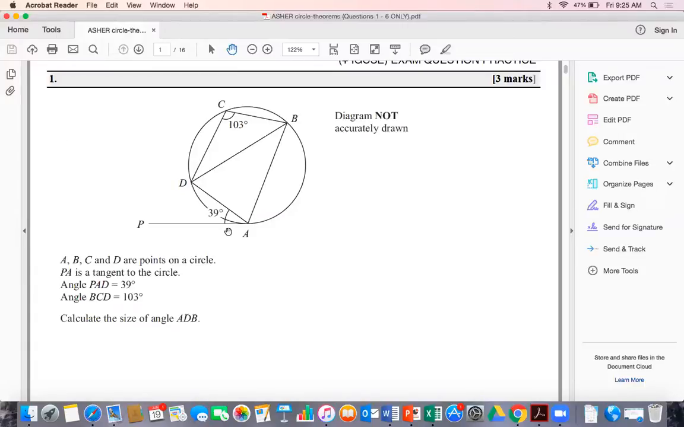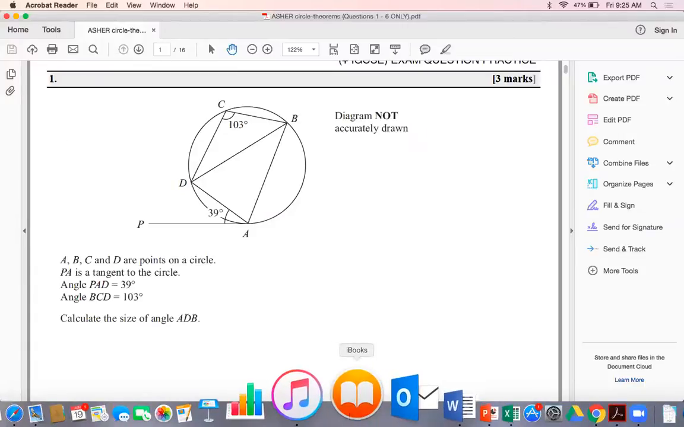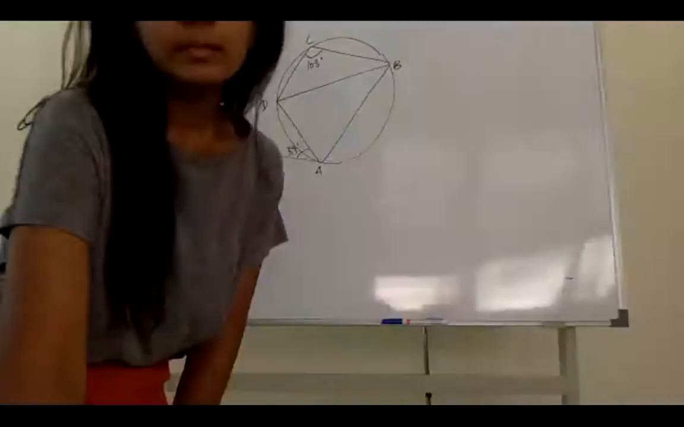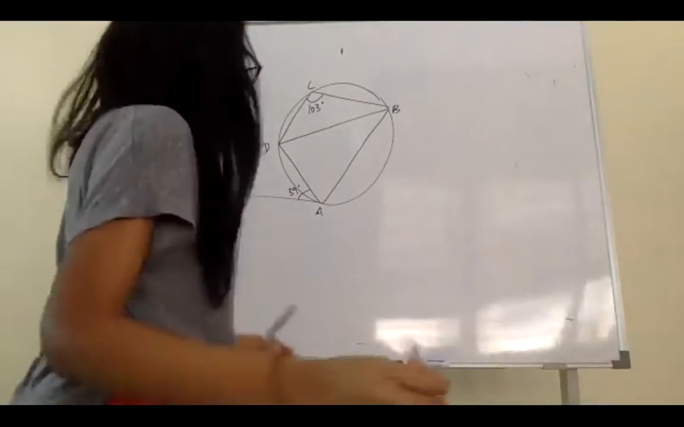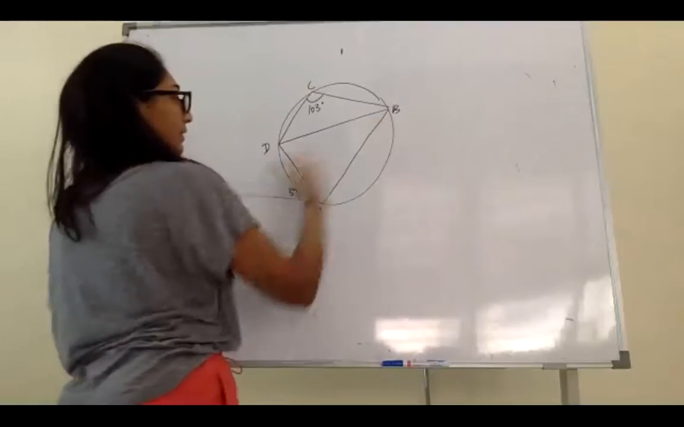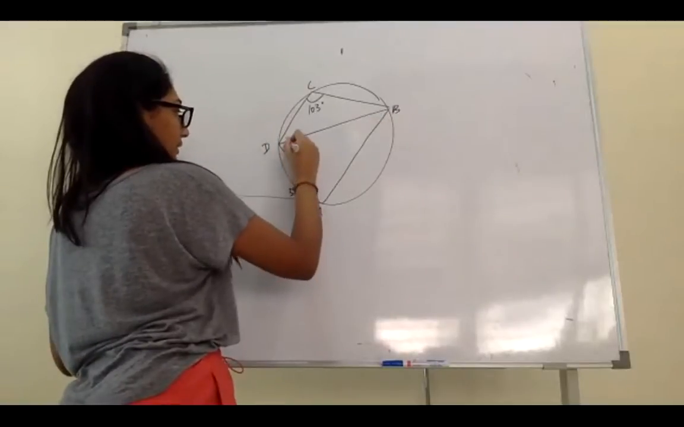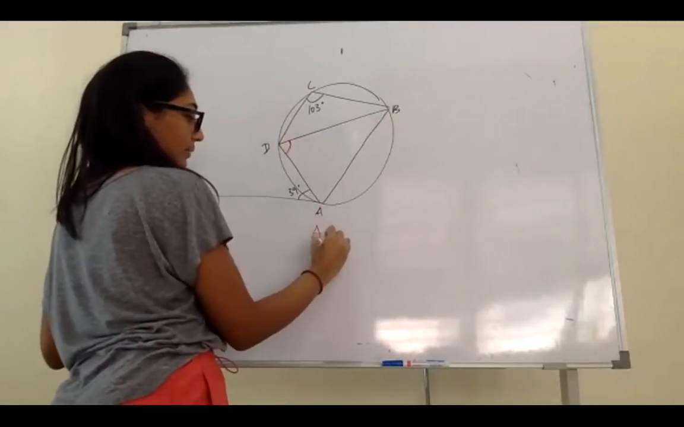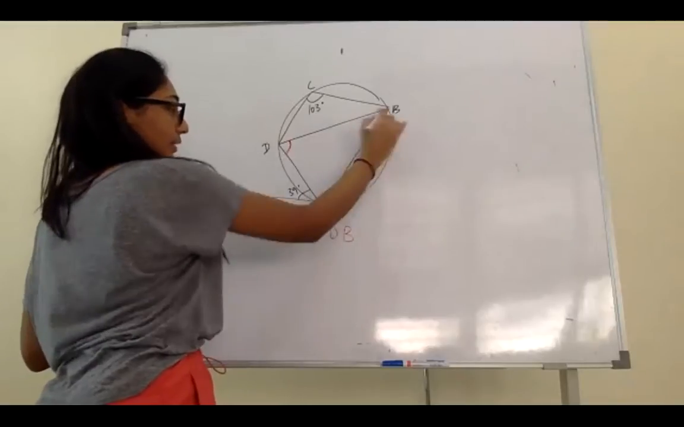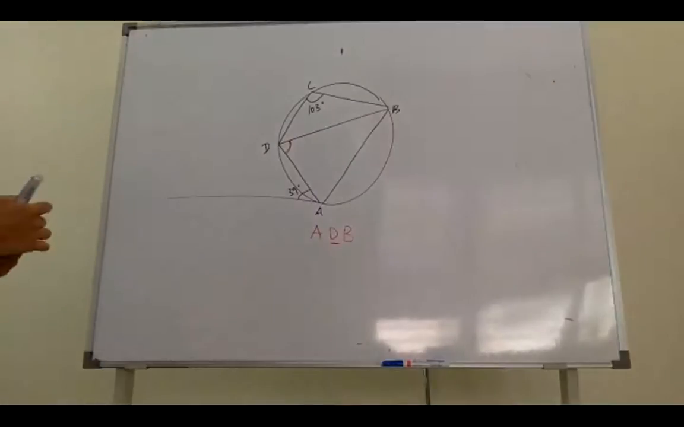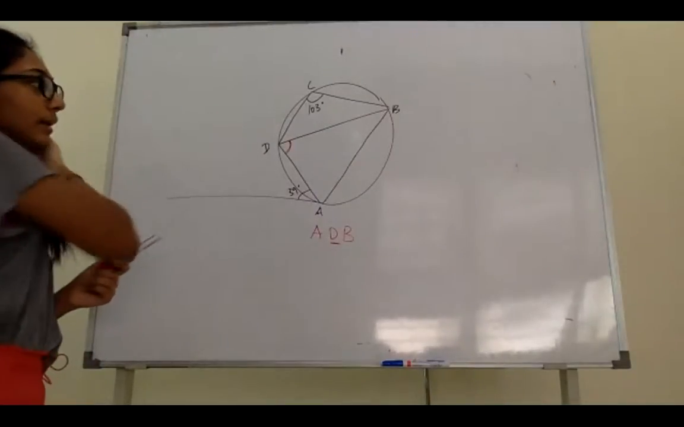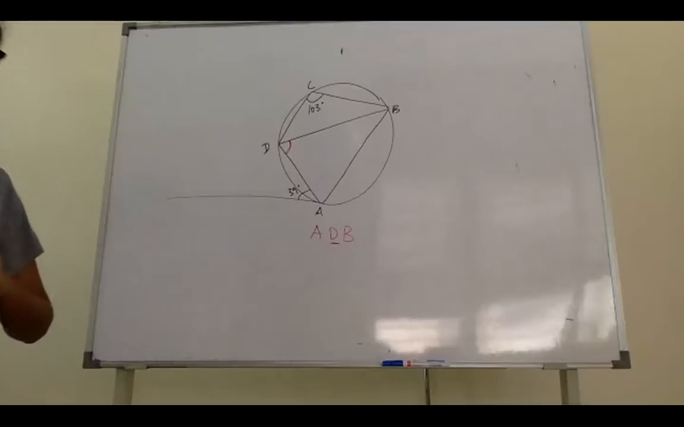They want the angle ADB. Okay, so they want this angle. ADB means the middle one here in the center. When you have ADB, you locate which one, and then you look at the middle alphabet. So D is what you desire. Okay, so what law can we use here?